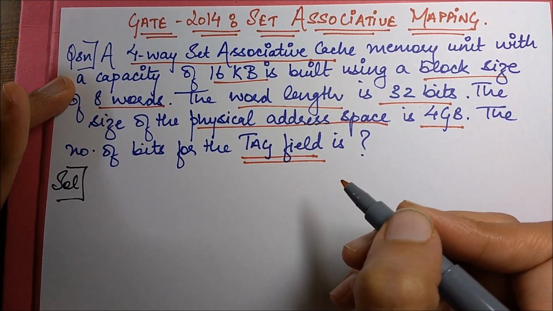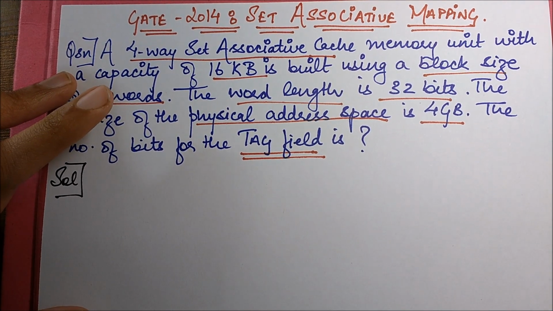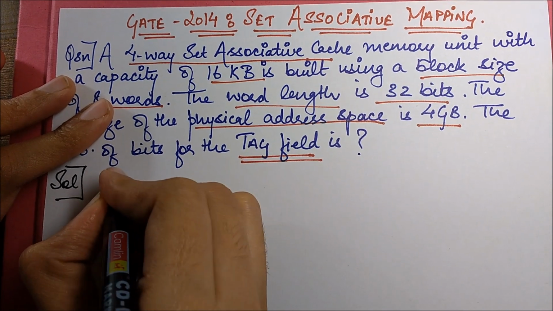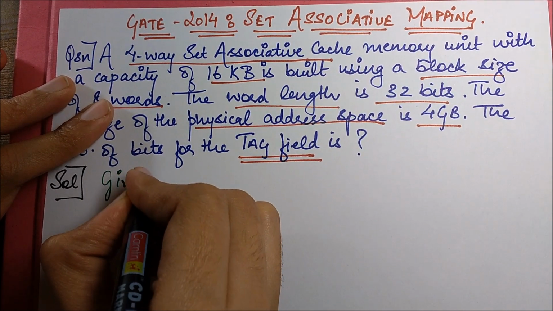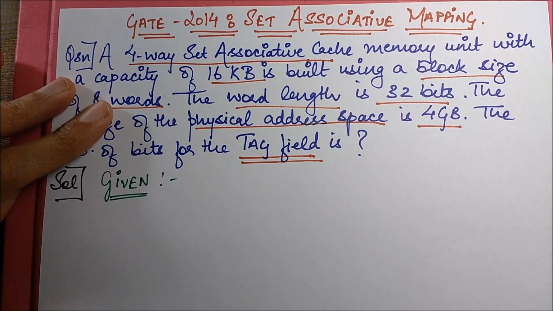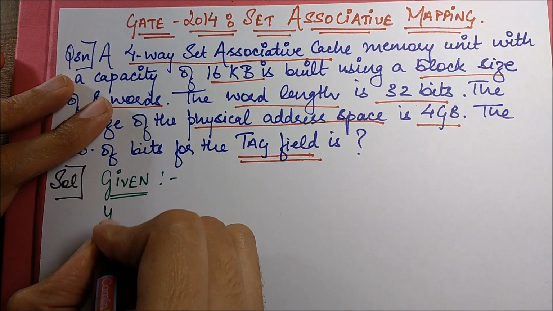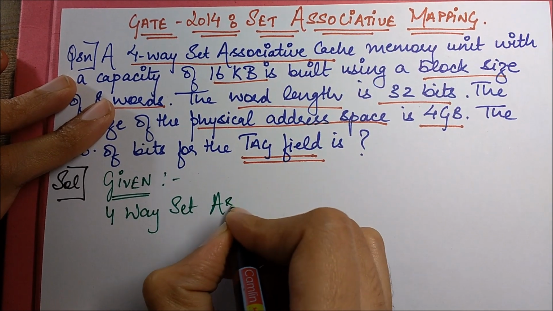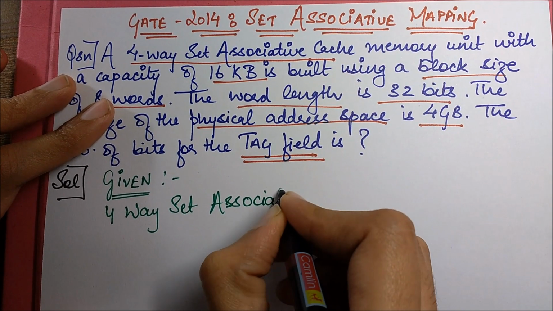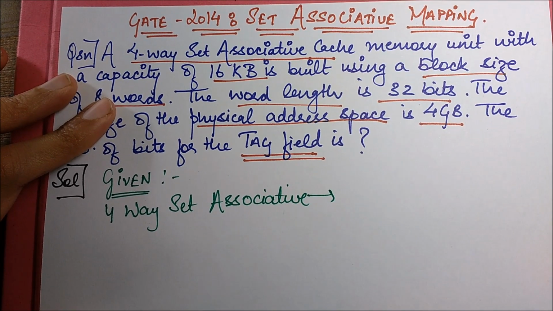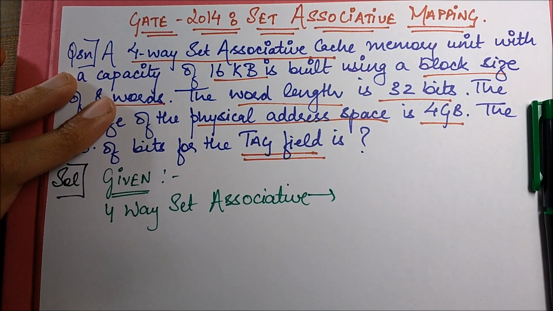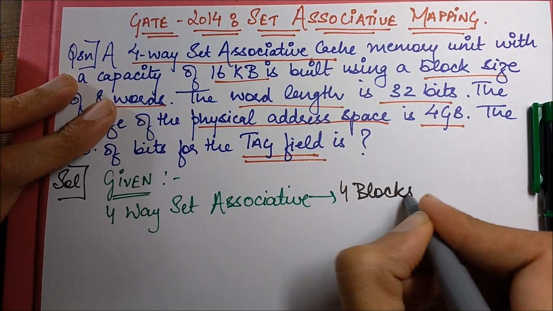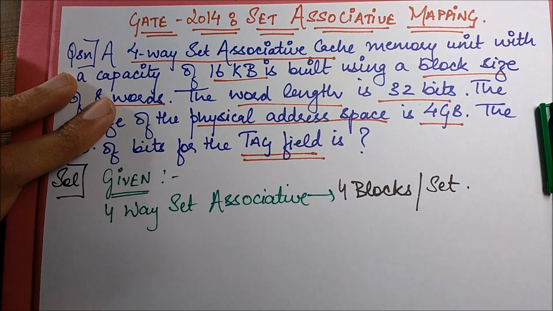So what is the first rule? The first rule says, first of all, jot down the things that you have been given in the question. So we are going to write the given things first. What do we have? First of all, we have four-way set associative. What can we infer from this? We can infer that there are 4 blocks per set.